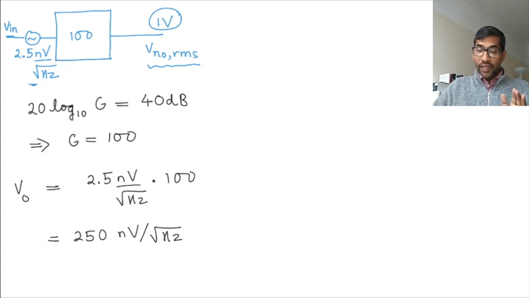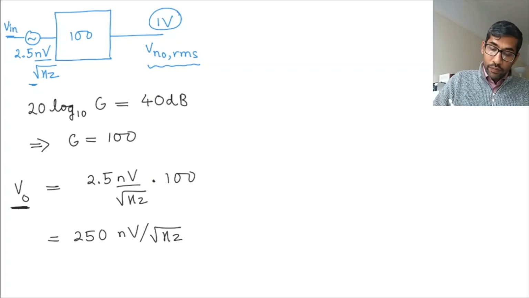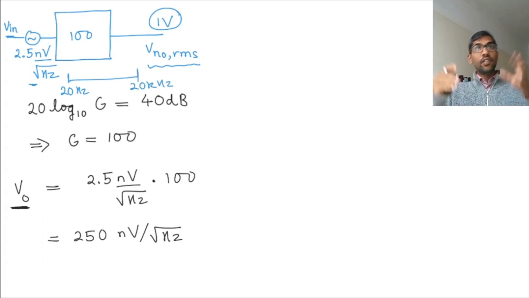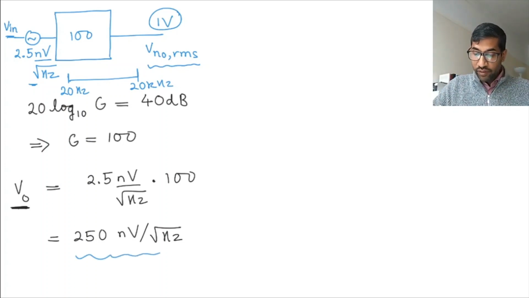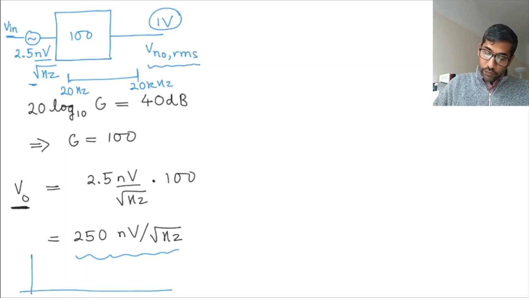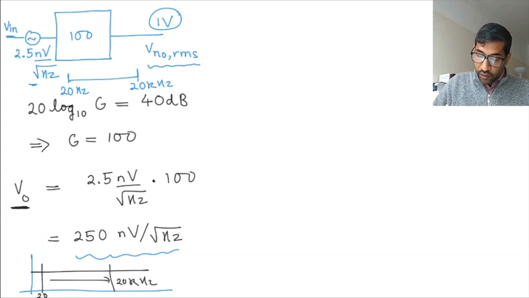But of course, the reason why I didn't write this as VNO RMS is because what we have also been told is that the amplifier amplifies signals from 20 hertz to 20 kilohertz. It's not all the frequency range. So we need to make sure that we account for the noise only in that frequency range. So this noise is only from 20 hertz to 20 kilohertz. Only this noise is amplified. All the rest of the noise is not amplified.